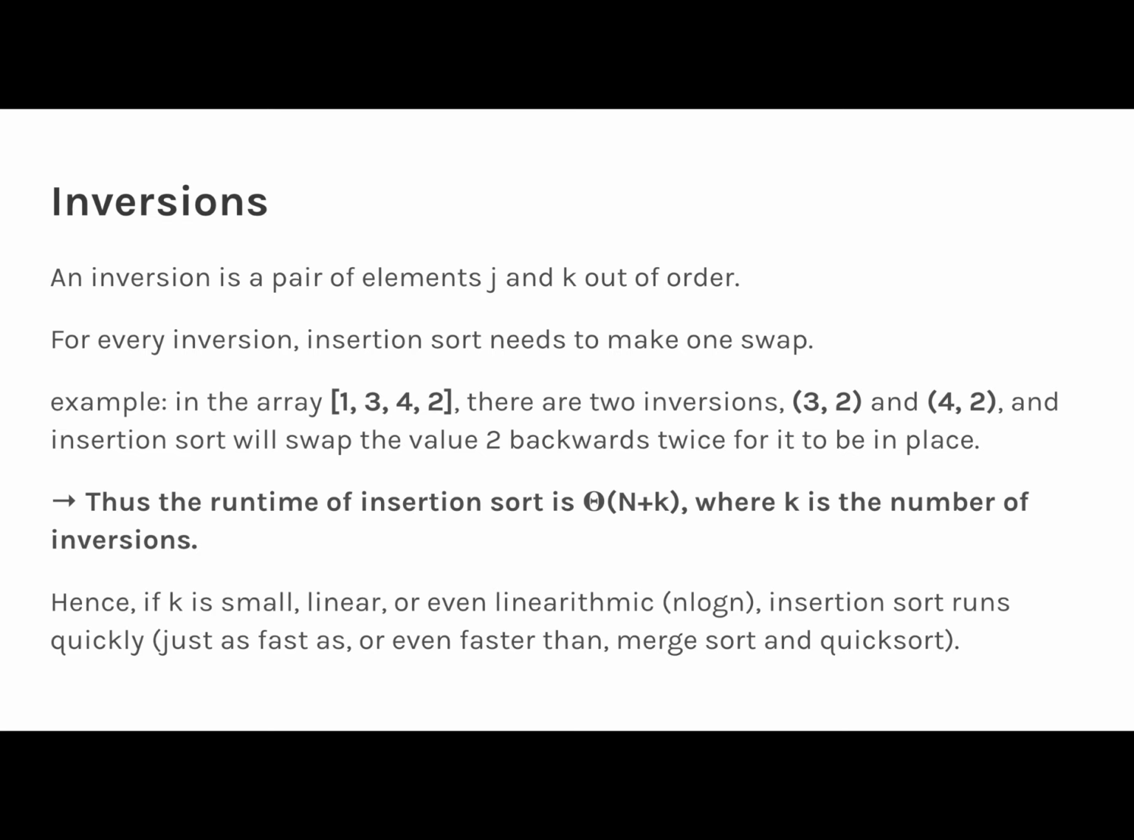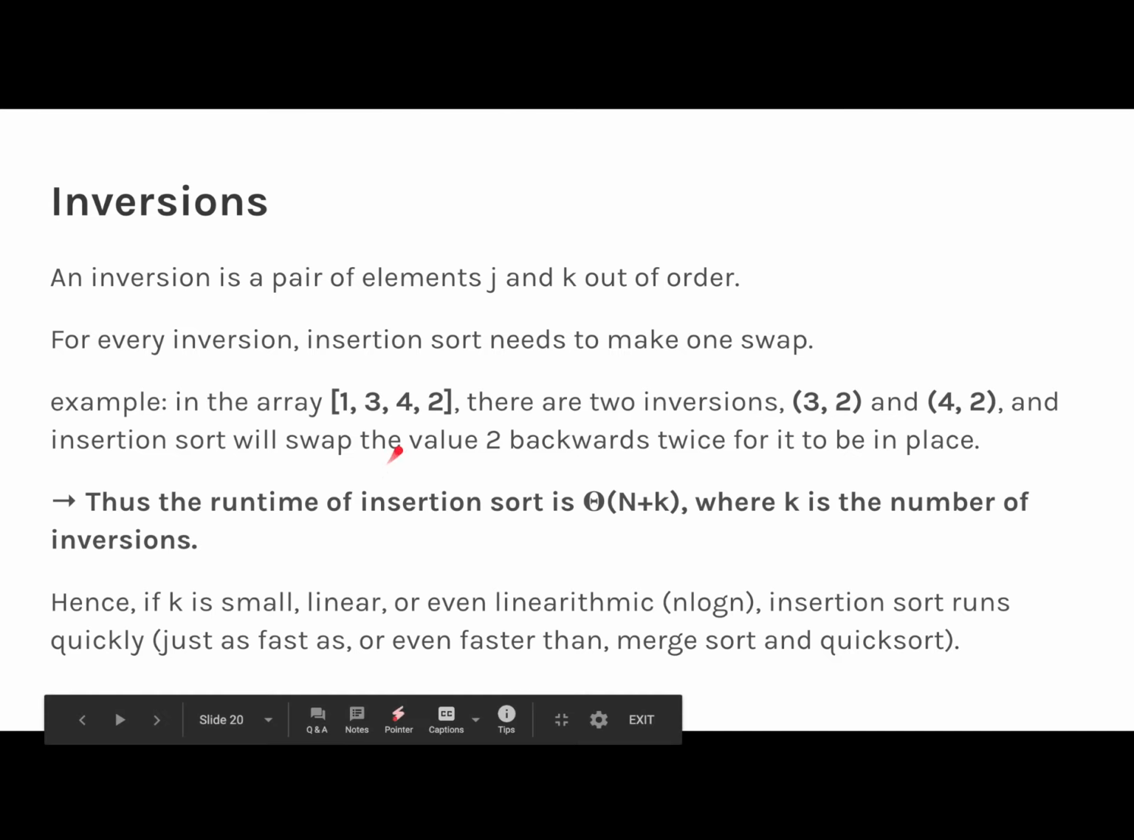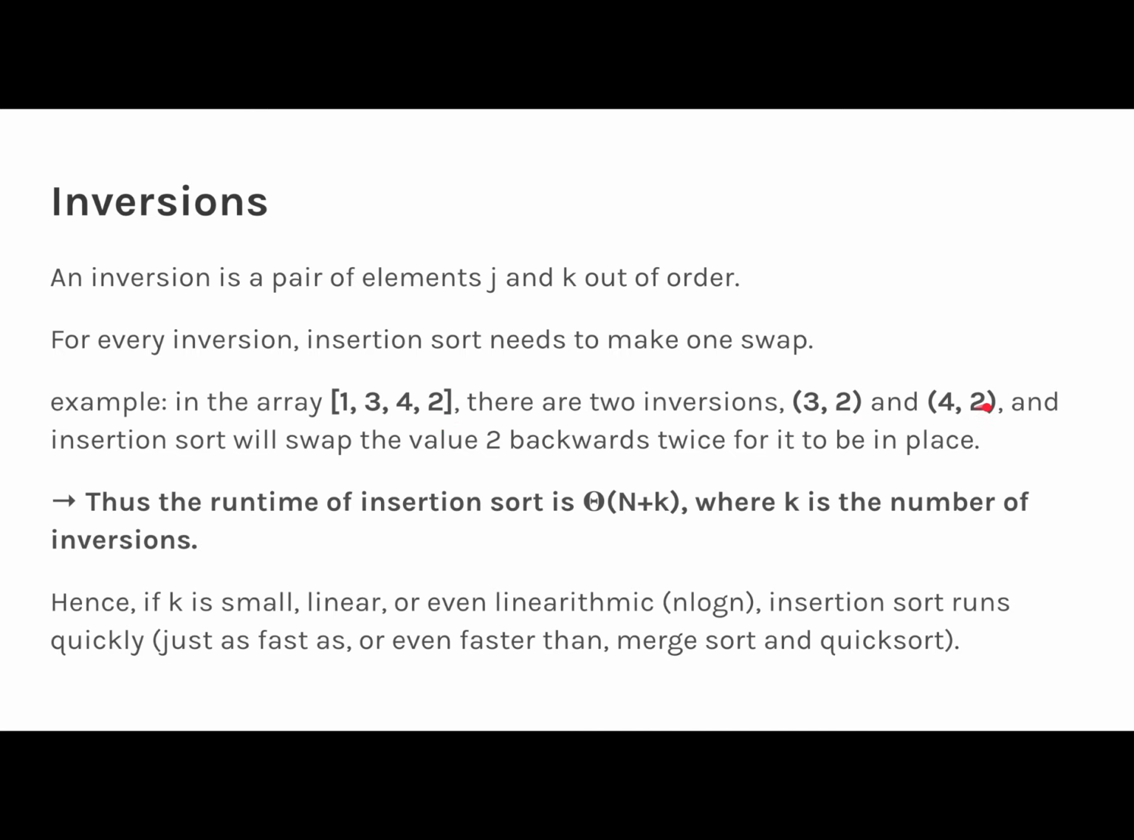Okay, let's talk a bit about inversions. So an inversion is a pair of elements out of order, and I'm going to argue that for every inversion, insertion sort needs to make 1 swap. Not going to prove it, but I'll show it through an example. So say we have the array 1, 3, 4, 2. There are 2 inversions: 3 and 2 are out of order, and 4 and 2 are out of order. And what insertion sort will do is swap the 2 backwards twice for it to be in place. So it's going to have to make 2 swaps, and there were 2 inversions.